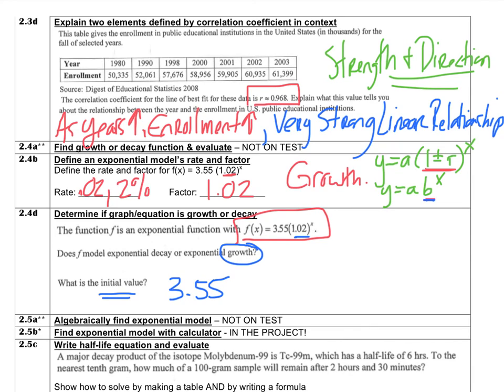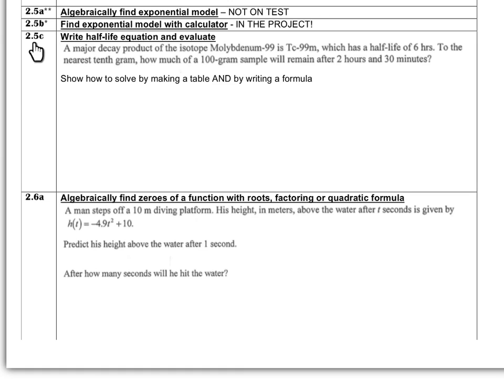2.5a is algebraically find an exponential model, which will not be on the test. 2.5b, find an exponential model with a calculator, which we'll cover in the project. 2.5c, write the half-life equation and evaluate. So what we have here is a major decay product of the isotope molybdenum 99 is TC99M, as its abbreviation. This has a half-life of 6 hours. So that means it cuts in half every 6 hours.